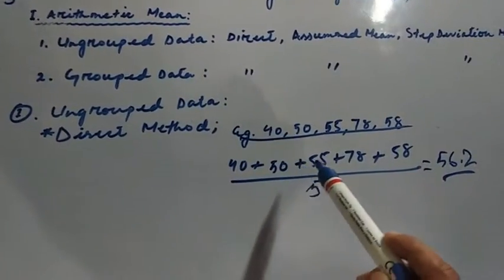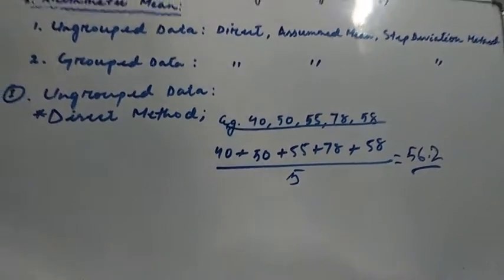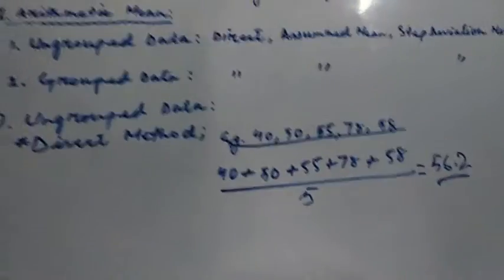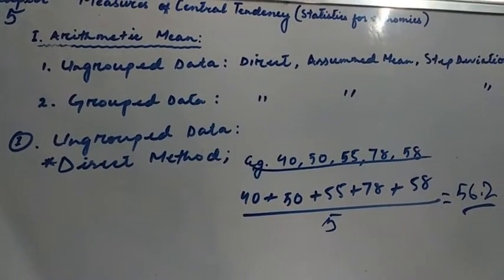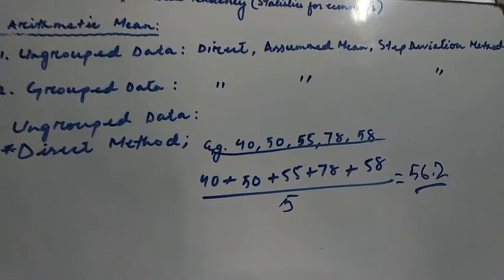Sum of all the observations divided by the number of observations. We can conclude that the average mark of students in the economics test is 56.2.